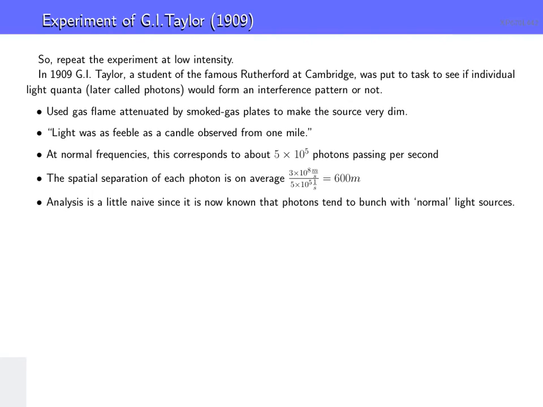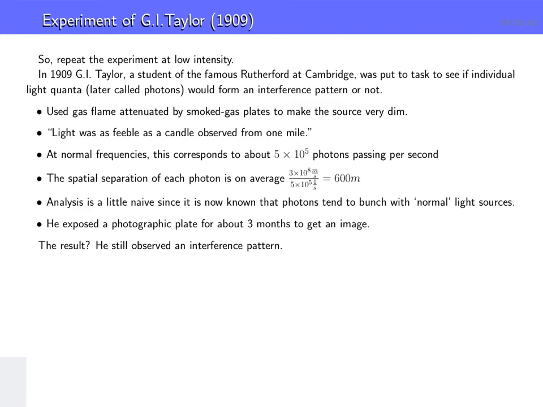So what did he do? Well, he set it up and put the box away, and for the highest attenuation, he exposed it for 3 months. That's how dim it was to get an image. And the question is, what did he see? Well, as you probably can figure out, and probably knew already, he observed an interference pattern.